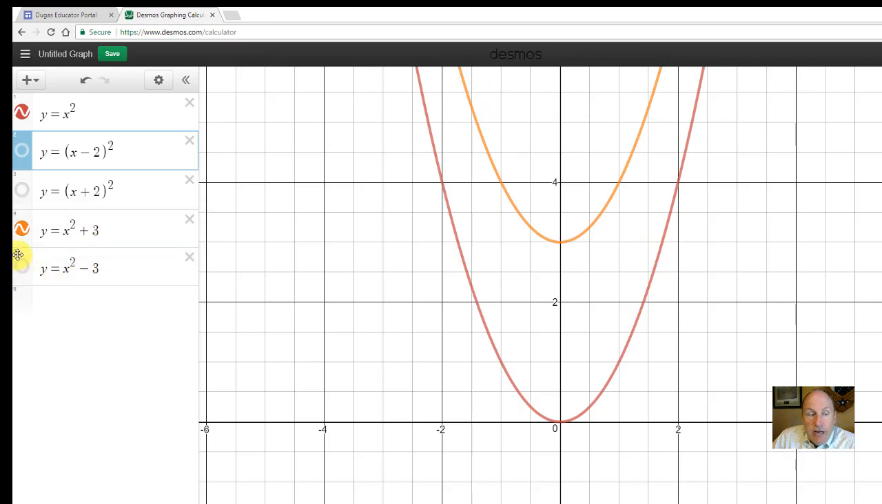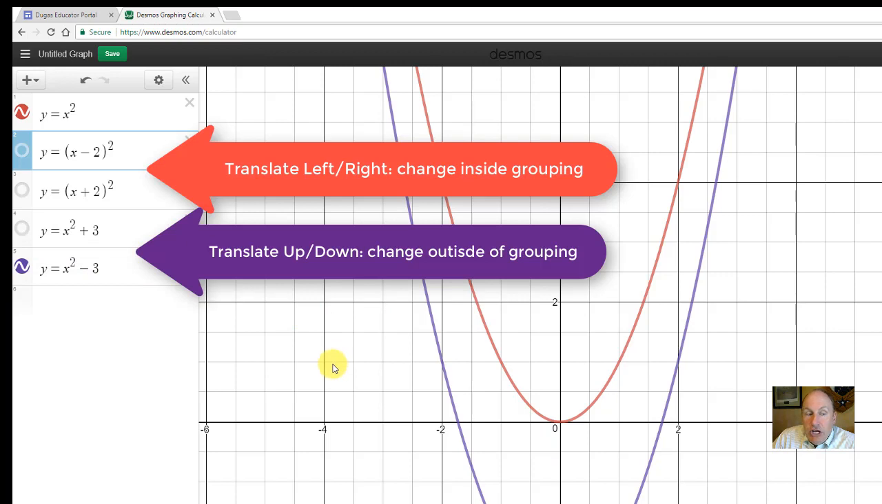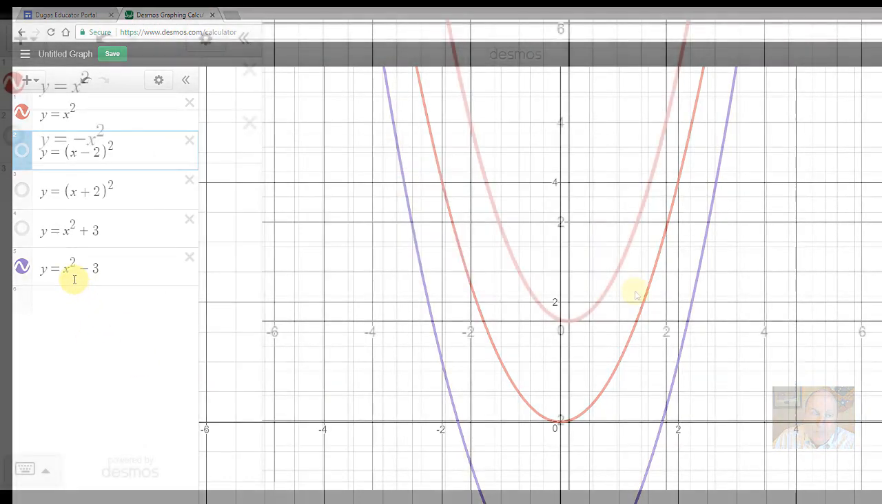If I want to shift it down 3, I'm going to use x squared minus 3. Okay, so notice the difference. To go left or right, I'm changing the input inside the grouping. To go up or down, I'm changing the input outside the grouping.